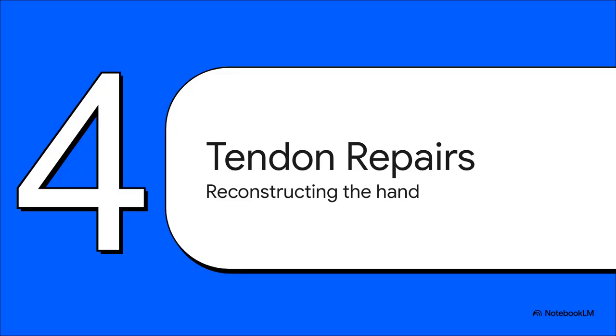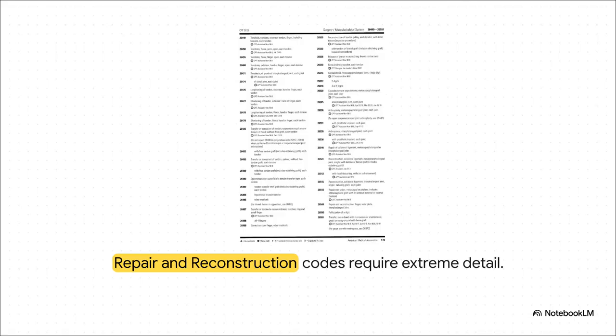Next up is section 4, tendon repairs and reconstructing the hand. We're shifting gears now from just freeing trapped tendons to actually fixing severed ones. The repair and reconstruction section covers codes 26340 through 26596, and it gets incredibly detailed. It covers everything from pulley reconstruction to cross-intrinsic transfers. The big question you always need to ask yourself here is, are we dealing with flexor tendons, the ones that bend the fingers, or extensor tendons, the ones that straighten them out?